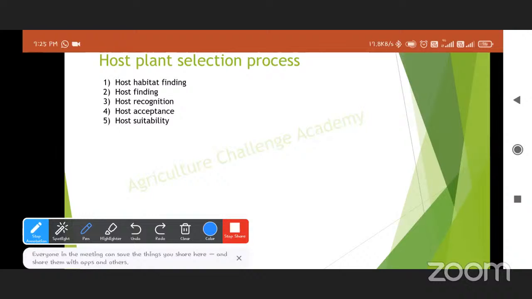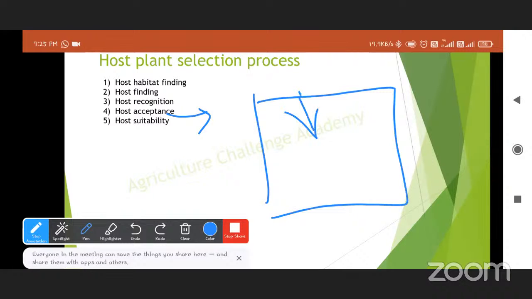The next step is host acceptance. After recognizing the maize plant, it will try to distinguish whether it can accept it or not, whether it is favorable for it or not. If the insect is of biting type, then it will go for test biting. If the host passes the test of biting, if the insect likes it in the first bite, it will go on feeding.